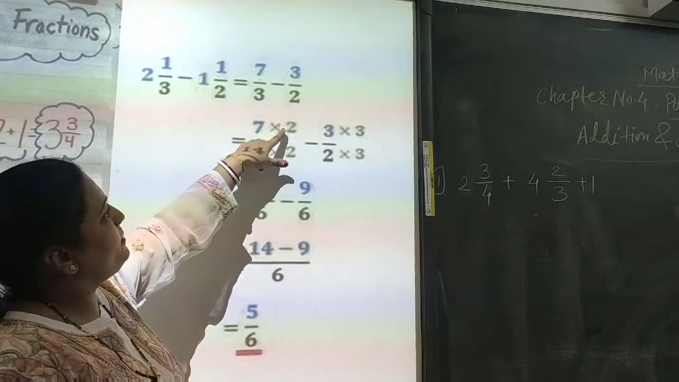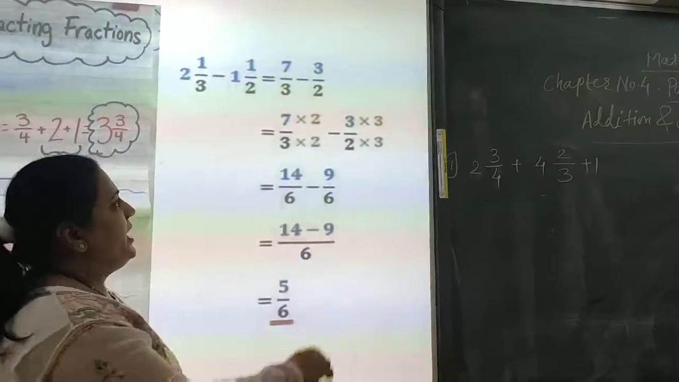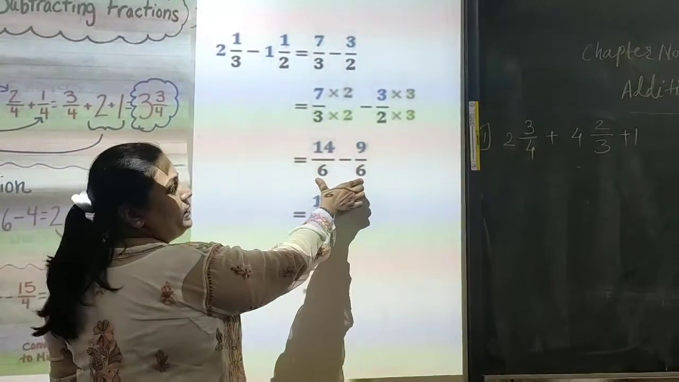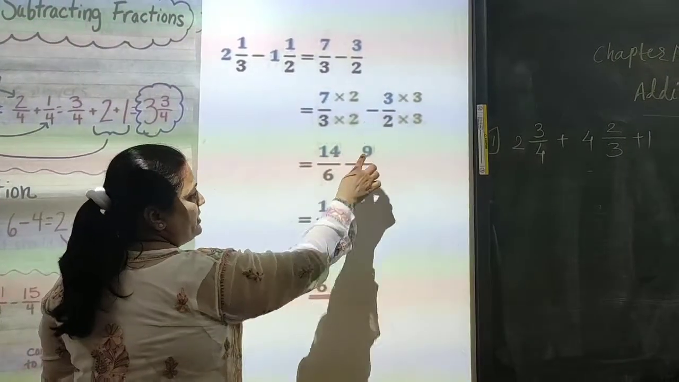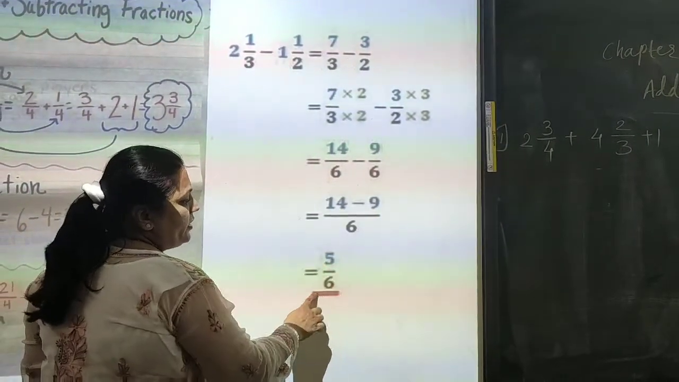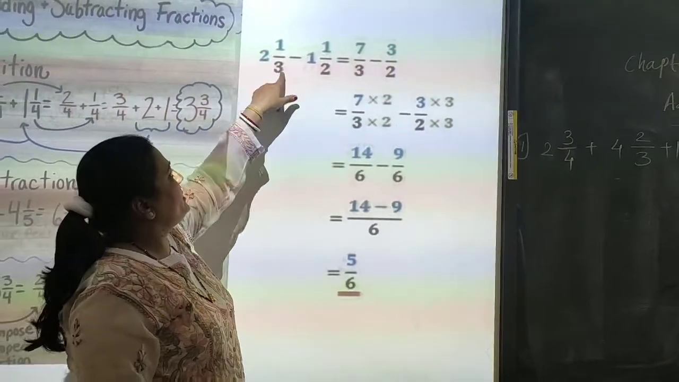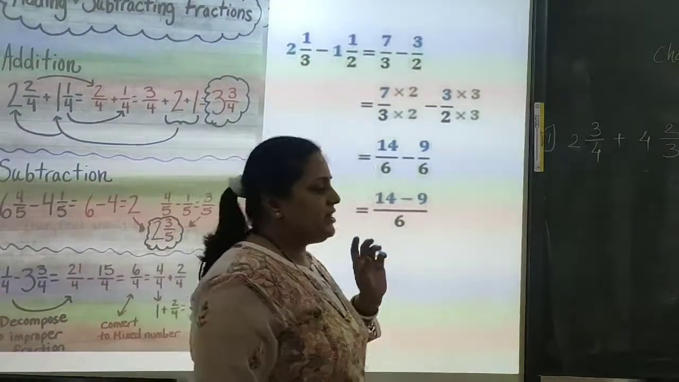So 7 by 3 multiplied by 2: 7 2s are 14, 3 2s are 6. And here 3 3s are 9 and 2 3s are 6. Now the denominators are the same, so directly we can do the subtraction. 14 minus 9 is equal to 5. The answer is 5 by 6. So 2 1 by 3 minus 1 1 by 2 is equal to 5 by 6.